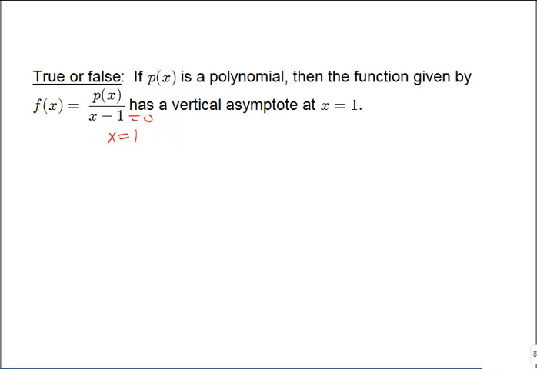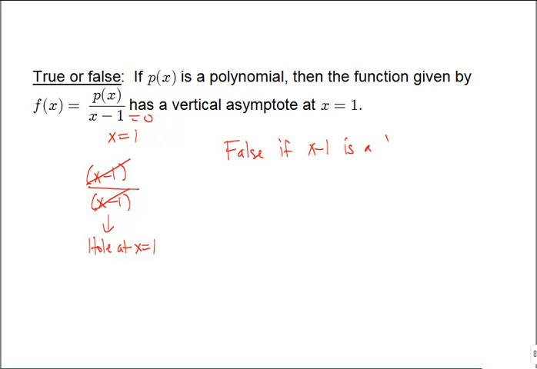The one exception is if, instead of having a vertical asymptote, you have a hole, which would require that x minus 1 is a factor of this polynomial p of x. So if you had an x minus 1 on top and an x minus 1 on the bottom, remember those would cancel out and you would no longer have a vertical asymptote. Instead, you would have a hole at x equals 1. So is this true or false? Well, it could be false if x minus 1 is a factor of p of x.